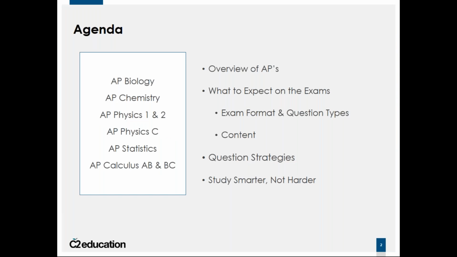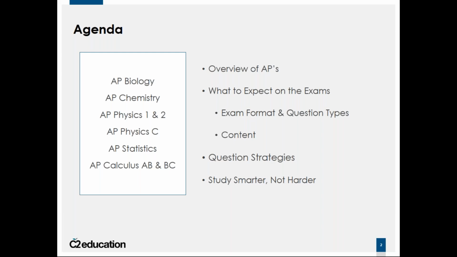We're going to take a look at six or seven or eight, depending on how you look at it, particular courses and topics and tests. We're going to look at AP Bio, AP Chem, the three different physics exams, Physics 1, Physics 2, Physics C, AP Calc, both AB and BC, and then we're also going to take a look at AP Stats.